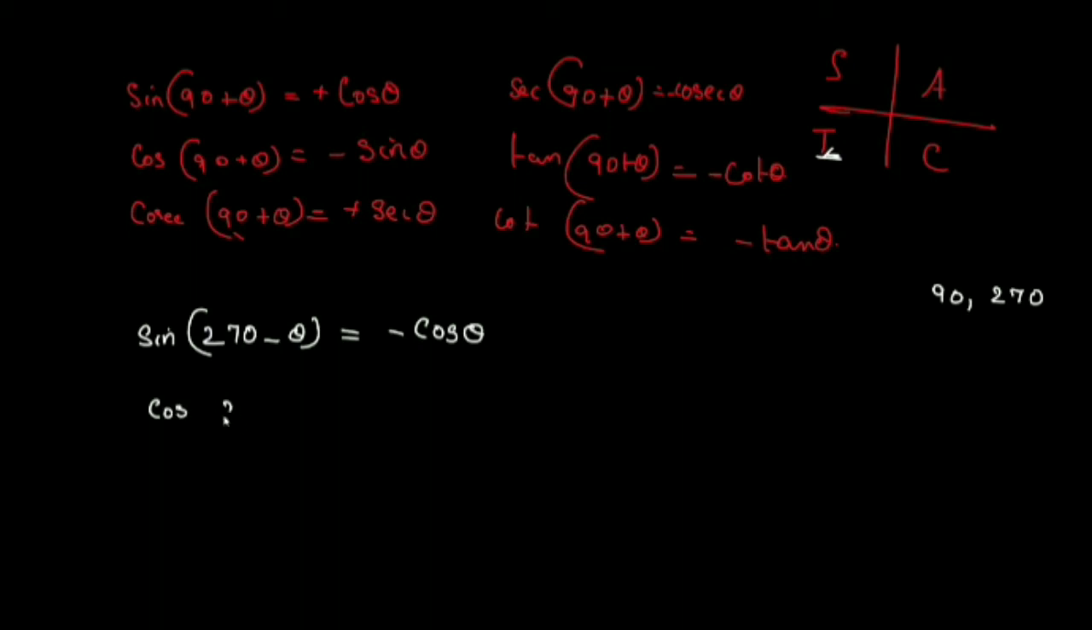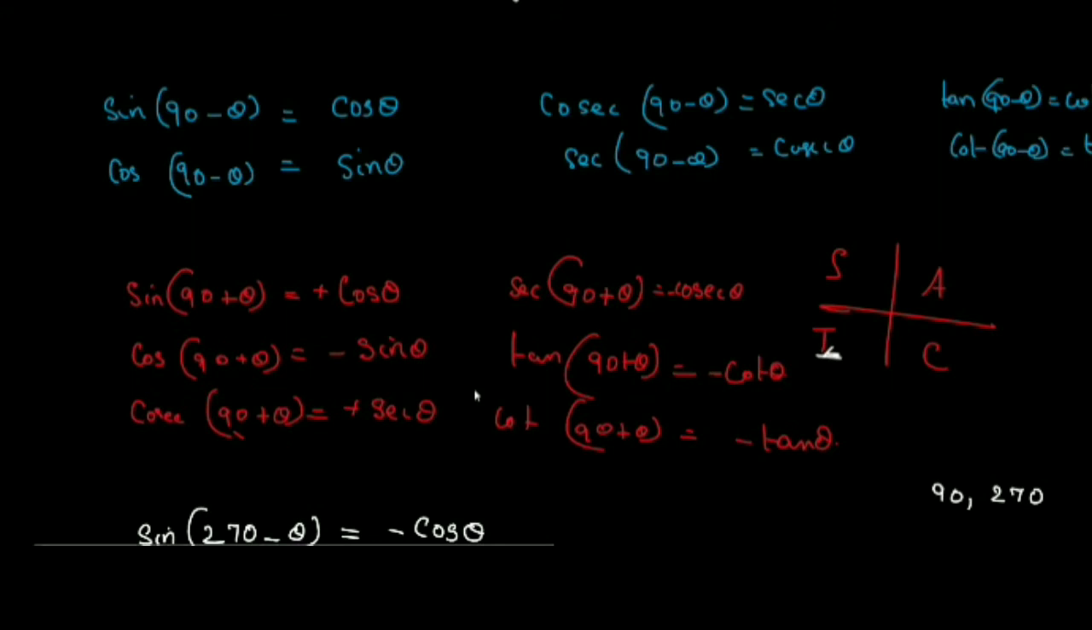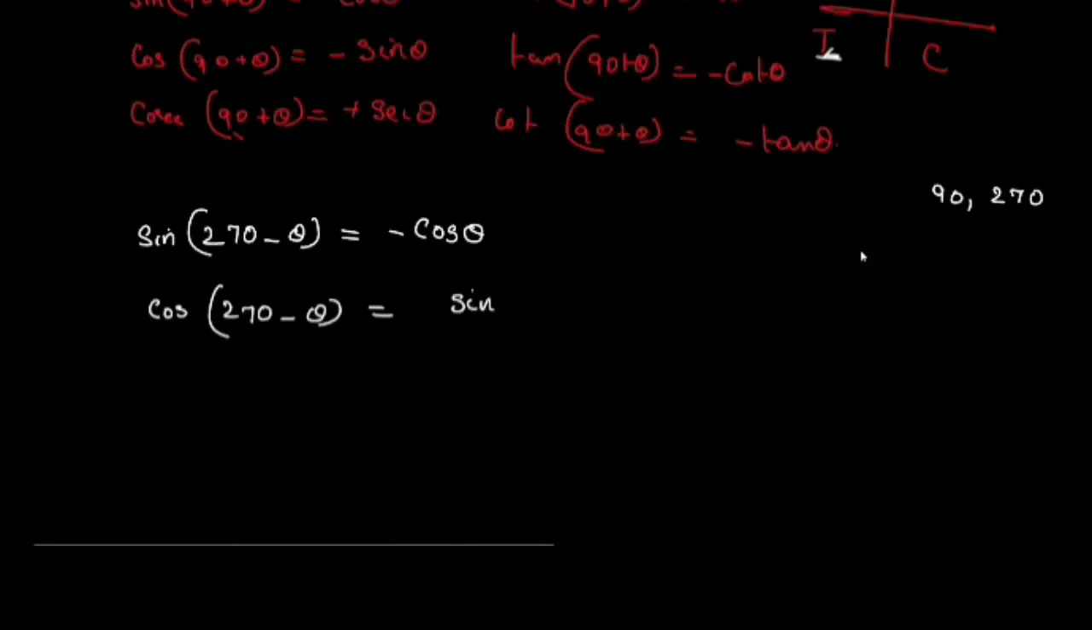Cos 270 minus theta. What will happen now? First thing, cos should be changed to sine. So learn the complementary ratios. Okay, sine is cos, cos is sine. This you should learn. Cosecant is secant, secant is cosecant. Okay, now cos is changed to sine, and 270 minus theta is in the third quadrant, tan positive, so cos is negative.